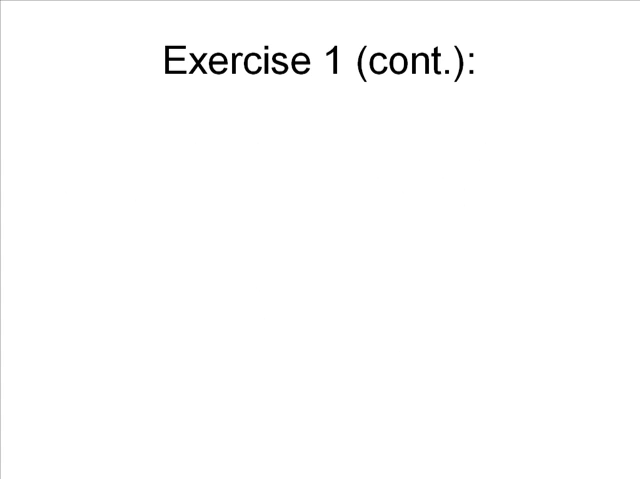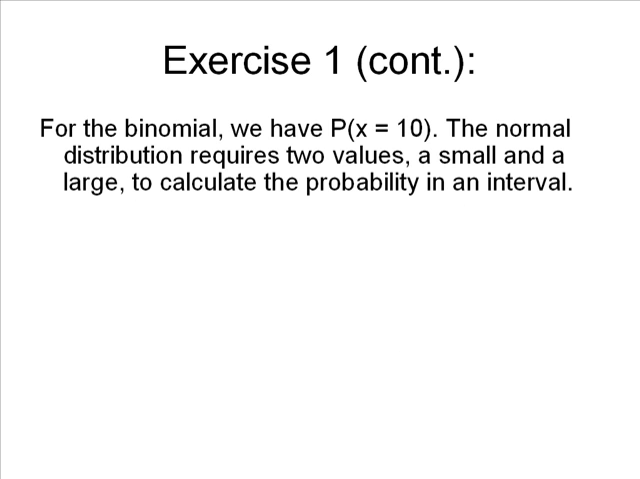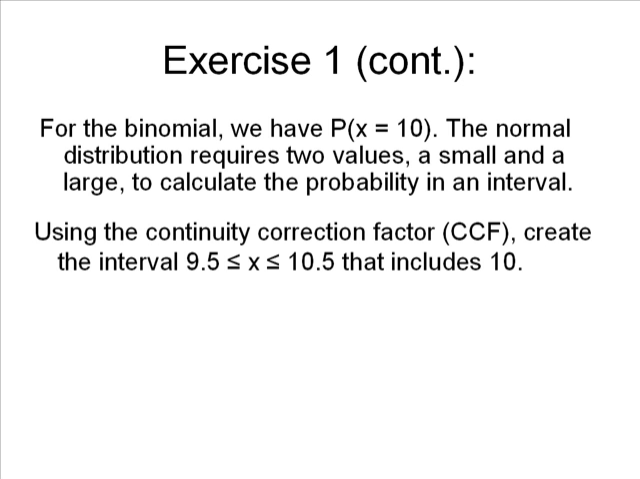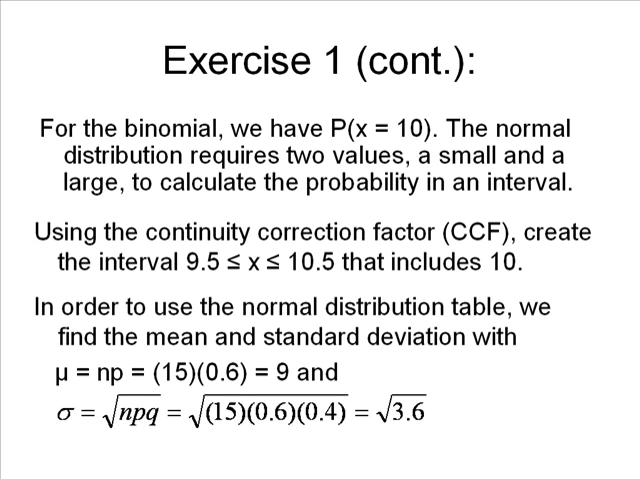We have the probability that x equals 10. The normal distribution requires two values, a small one and a large one, to calculate the probability in an interval. Therefore, we use our continuity correction factor of 0.5. To include 10, we take the small value as 9.5 and the large value as 10.5. Therefore, we're looking for the probability that 9.5 is less than or equal to x less than or equal to 10.5. For the normal distribution, we need the mean and the standard deviation. As we see here using the formulas, the mean is 9. Standard deviation is the square root of 3.6.